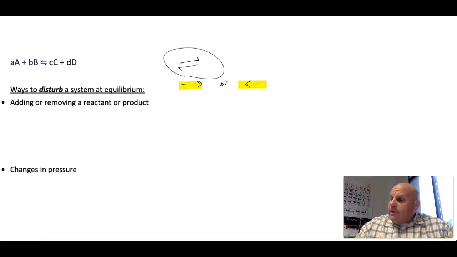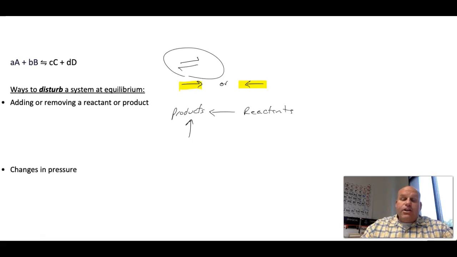With regards to what that means, remember, let's just say I have a reaction going in this direction. Anything in the front of the reaction are products, and those products are being produced, so there's more of them. So the concentration of anything on the product side would be increasing. On the back side of the arrow, those are our reactants. Reactants are being consumed or used, so the concentration of the reactants is decreasing. Okay, so that leads us to our first way to disturb a system at equilibrium.